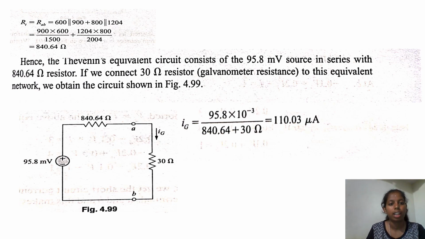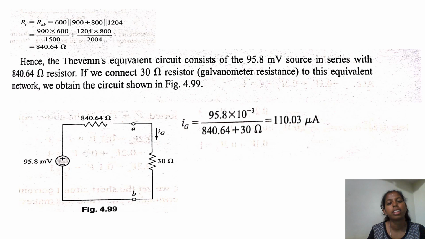To find R, when the resistances are connected in parallel, we have 600 ohm parallel to 900 ohm plus 800 ohm parallel to 1204 ohm. We have connected all these resistances in parallel. We have to find the resistance value when it is connected in parallel. Now R1 into R2 divided by R1 plus R2. So here we have applied that formula.